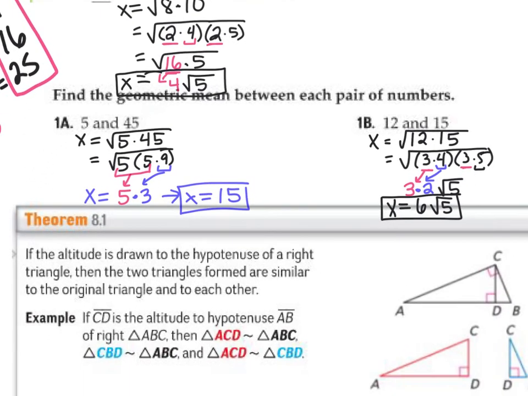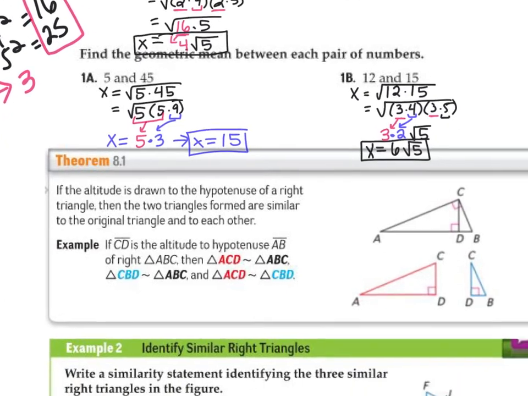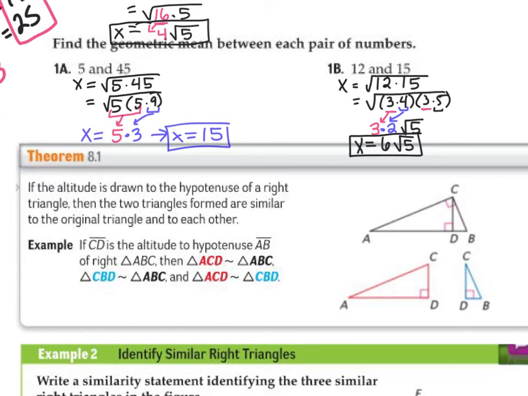So let's put a little pin in the geometric mean, and let's talk a little bit more about right triangles. Anytime you have an altitude drawn to the hypotenuse of your right triangle, there are going to be two other triangles that are formed that are similar to the original. So in this example, we have ACB, our big triangle. We have this altitude that's drawn, which is actually creating two other triangles that are similar.